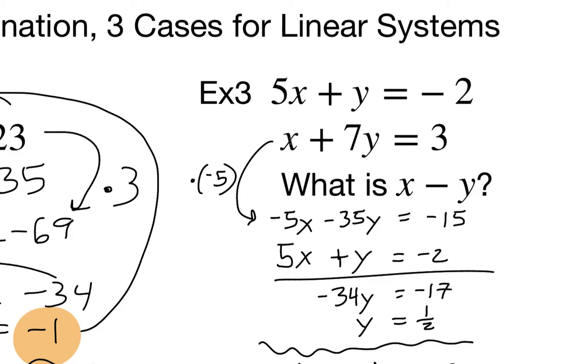Or I think even substitution would be much faster, because if you solve for x, it would just be subtracting 7y from both sides. That would be pretty useful to be able to do. But since we're practicing elimination, let me show you what that would look like.